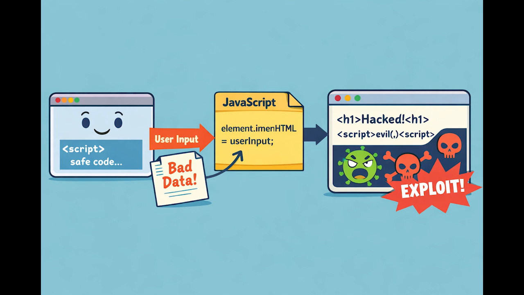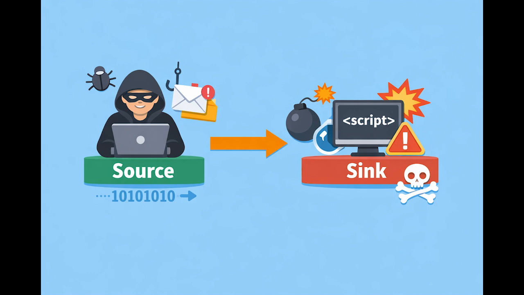Security angle, where DOM-XSS comes from. Now let's talk about why security folks care about them. DOM-based XSS happens when the page's JavaScript takes untrusted data from somewhere and inserts it into the page in a way that makes the browser treat it like HTML or code. A clean mental model is source to sink. Source is where attacker-controlled data comes from, and the sink is where that data gets executed or rendered dangerously.